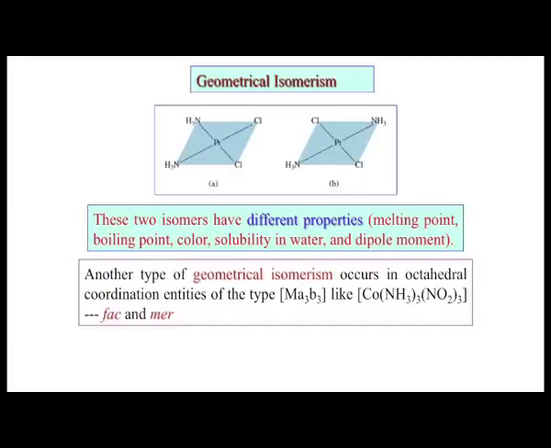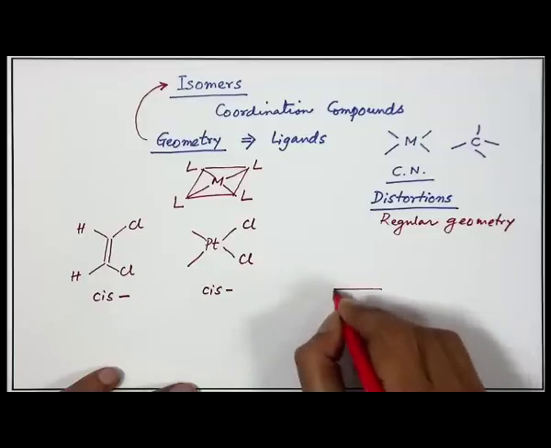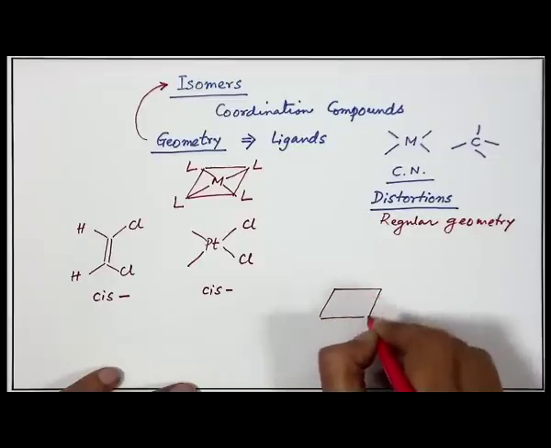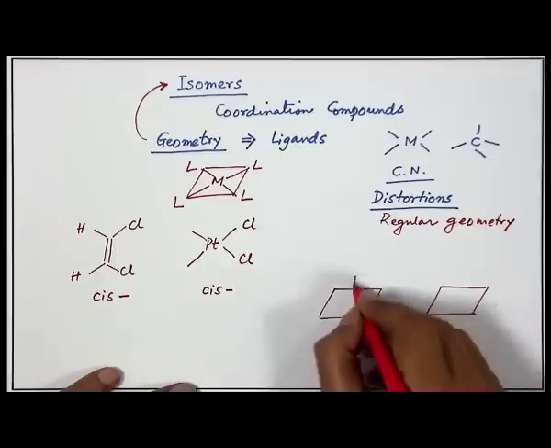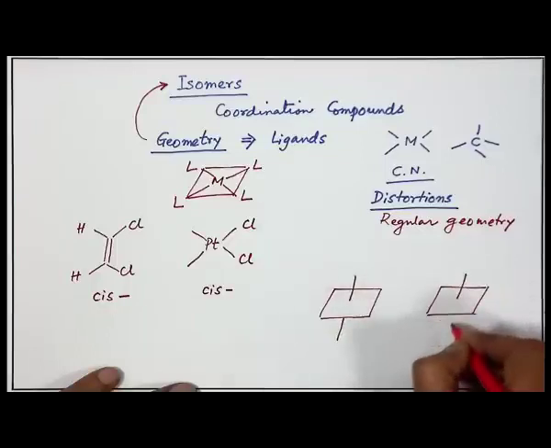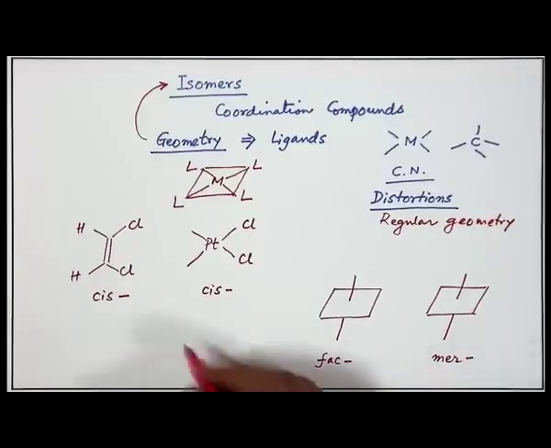And this can also have the facial and the meridional isomeric forms, which we discussed earlier. This is very much similar to cisplatin and transplatin. We simply draw the octahedral geometries and see how we can have the isomers. One we term the facial isomer and the other is the meridional isomer.